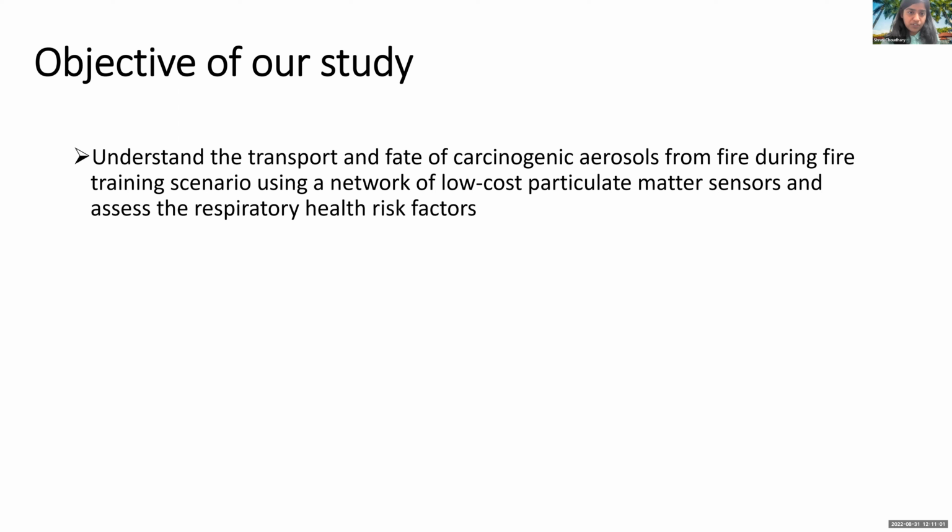So the overall objective of our study is to understand the transport and fate of carcinogenic aerosols from fire during a fire training scenario, using a network of low-cost particulate matter sensors, and to assess the respiratory health risk factors.